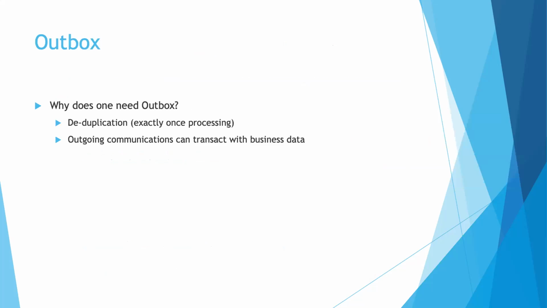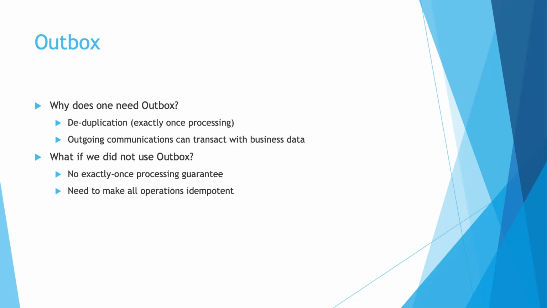So for just a little bit more detail, why do we need Outbox? Well, we'd like to deduplicate incoming messages. So we want exactly once processing of our message handlers. And further, as I mentioned, we'd like our outgoing comms, our outgoing events that we publish or outgoing messages that we send, to transact with our business data.